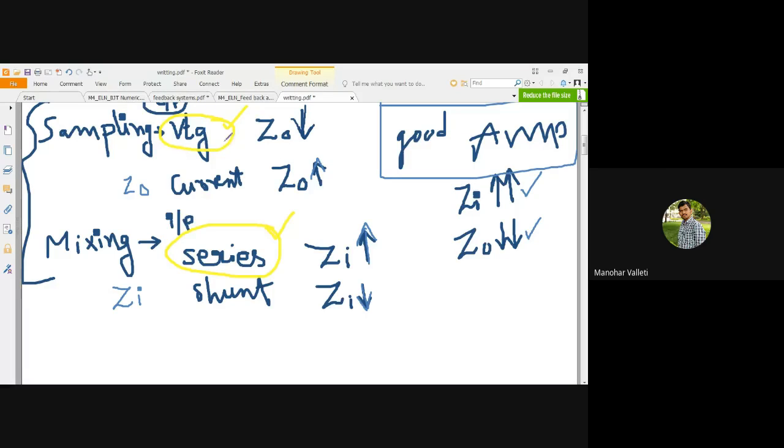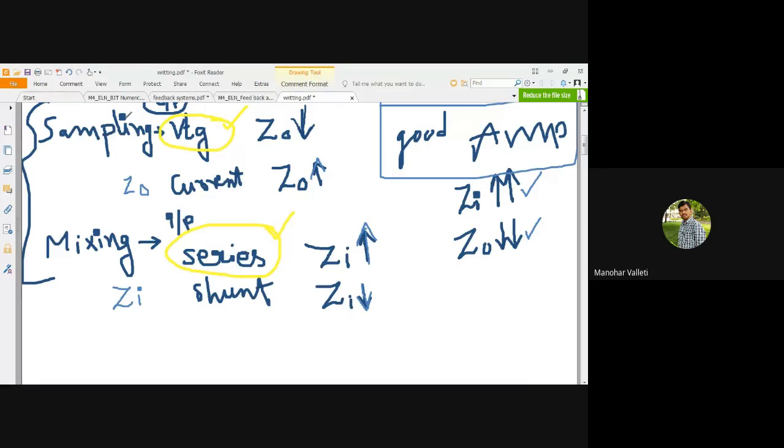For a good amplifier, the output impedance has to be as small as possible, so the best sampling you select at the output is voltage sampling. In the same way, the input impedance has to be as high as possible, so at the input section you select series mixing. So these two are best.